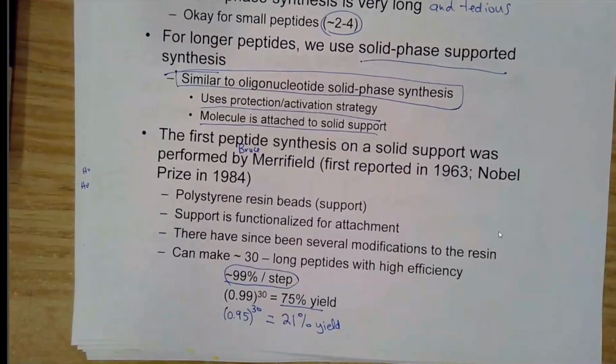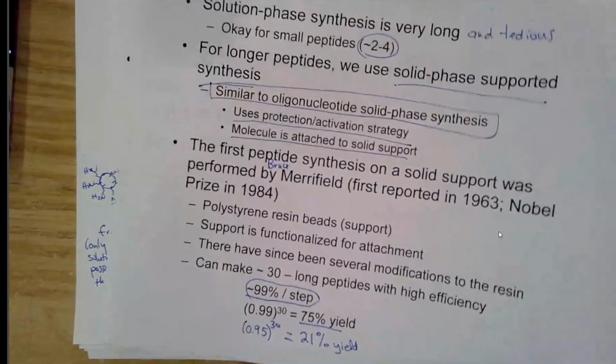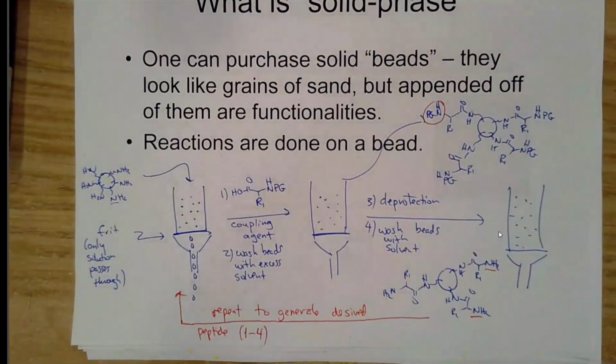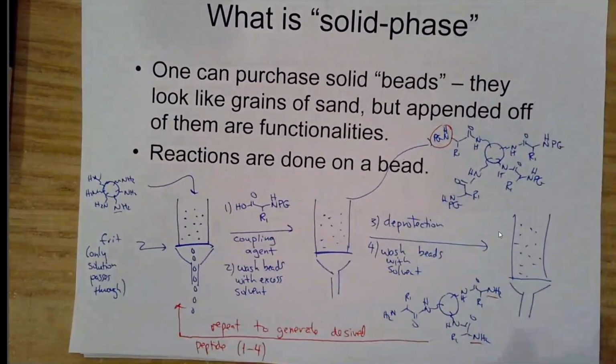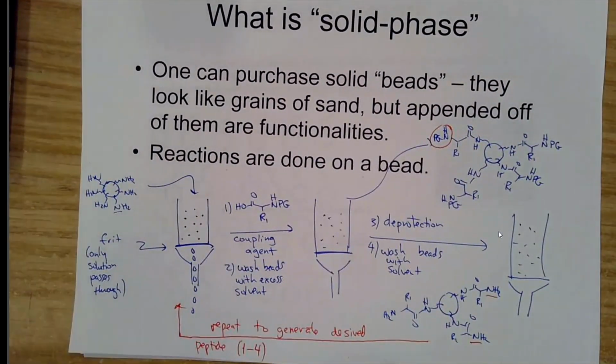And this is where some of those coupling agents like PyBOP and those really, really good ones are actually really important, because the longer the peptide, the greater the yield for each step has to be.